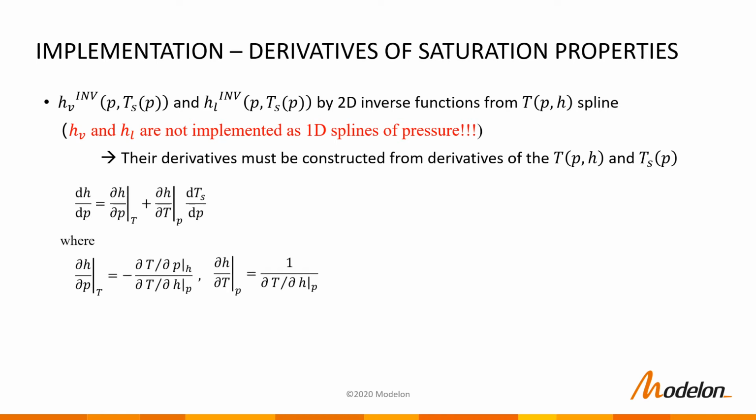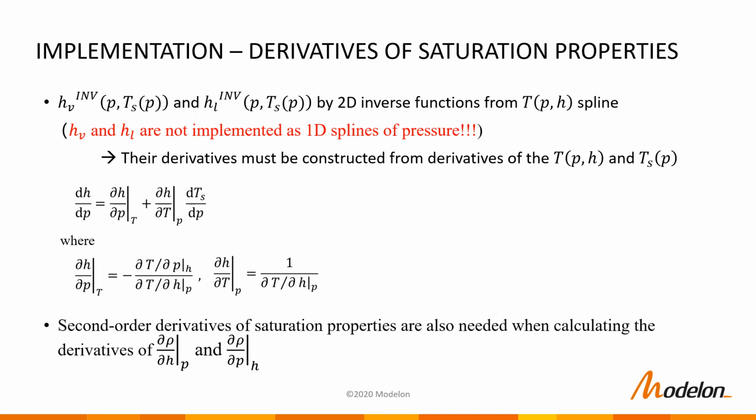So, their derivatives must be constructed from the derivatives of the 2D temperature spline and the 1D saturation temperature spline. Here's the example of the first derivative. As you can see, the first order derivative of the 1D spline appears in the second term, and the partial derivative of the 2D temperature spline also appear in the expression, and we need to evaluate these derivatives at the phase boundary. The second-order derivatives will look more complicated, but we can derive them in the same manner using chain rule.